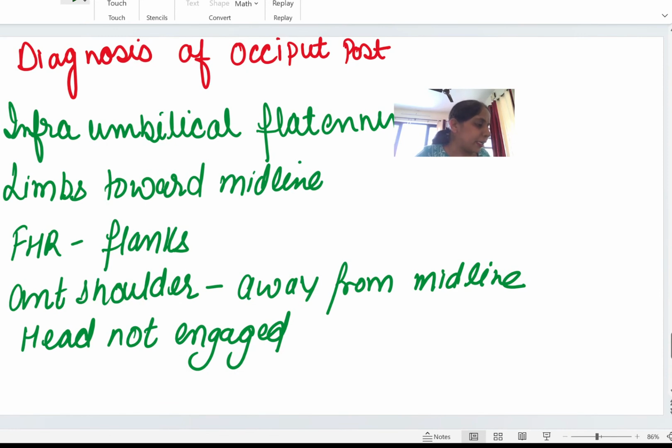Now let us wind up this occipito-posterior. Infra-umbilical flattening. There is infra-umbilical flattening. These are the key words which will help you to diagnose.